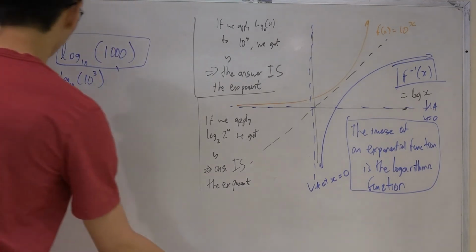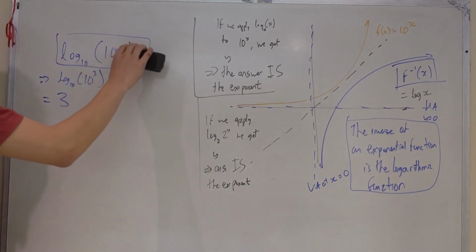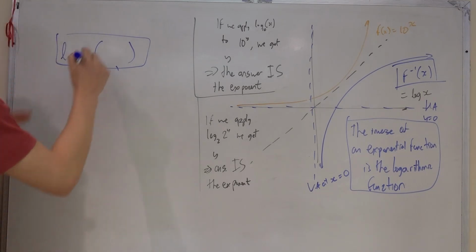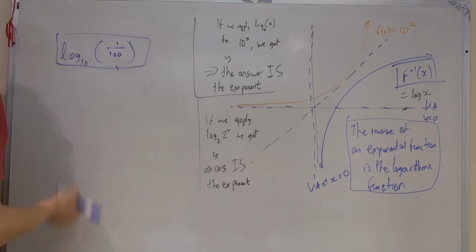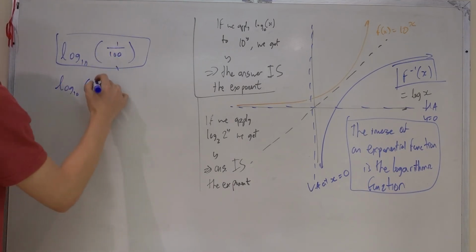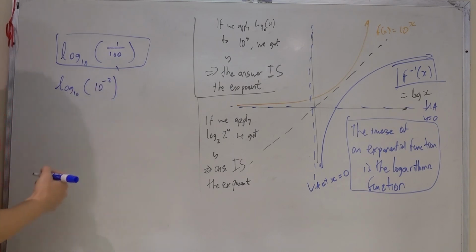So we were able to figure out what happens when you get 1,000. Let's try another easy number. Let's try 1 over 100. Try that yourself. Hopefully you realize that log base 10 of 1 over 100 is the same thing as 10 to the negative 2, and therefore we're just going to get back negative 2.